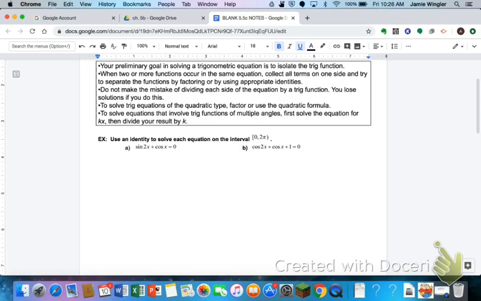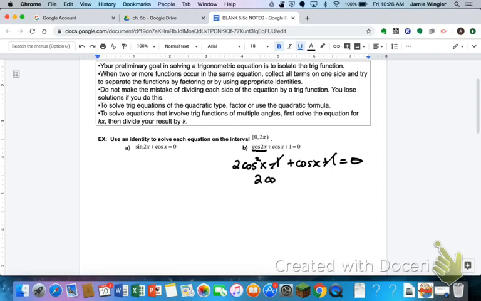On example B, even though I only have cosine in my problem, I want to replace the cosine of 2x with a double angle formula. In this case, I am going to use 2 cosine squared of x minus 1, and then I'll drop down the plus cosine of x plus 1. The reason why I'm using the 2 cosine squared of x minus 1 as opposed to one of the other two choices is because now my entire problem is in terms of cosine. I can combine like terms and those cancel out.